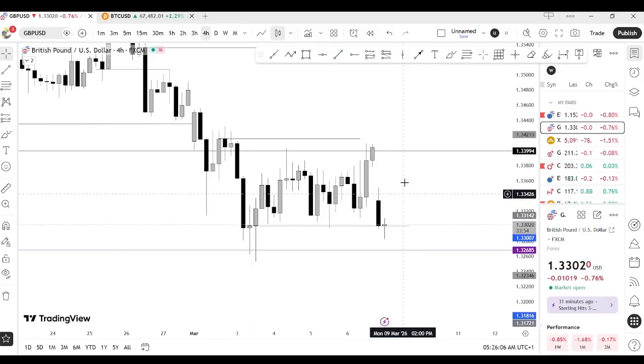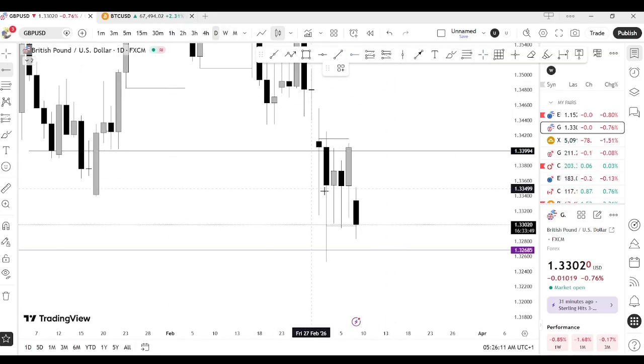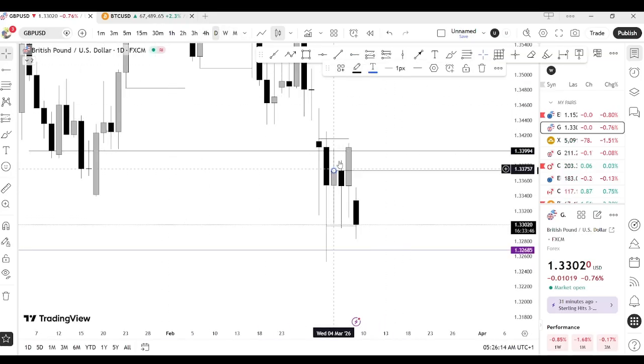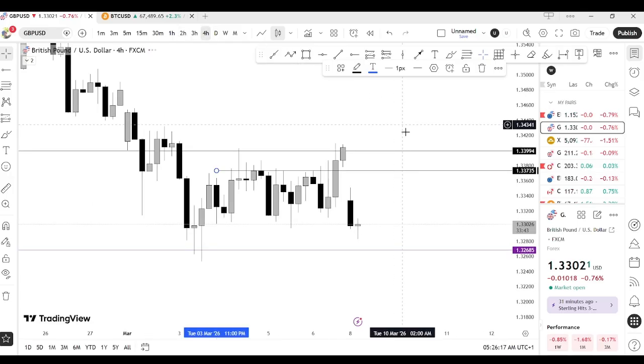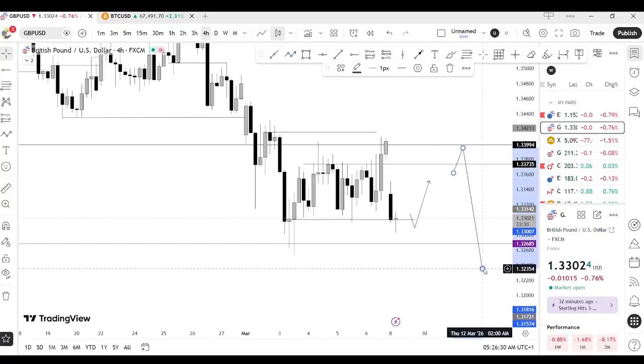So for now, we are still bearish on GBPUSD. We are still bearish. Same thing for GU. Price can maybe make a short buy to sell.